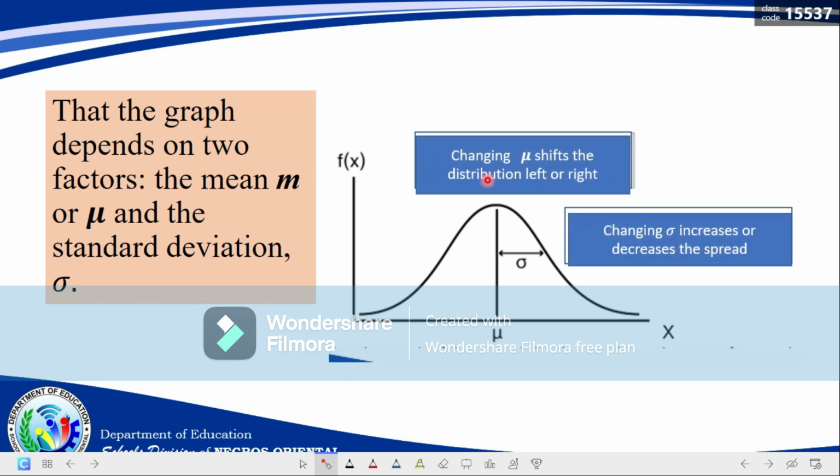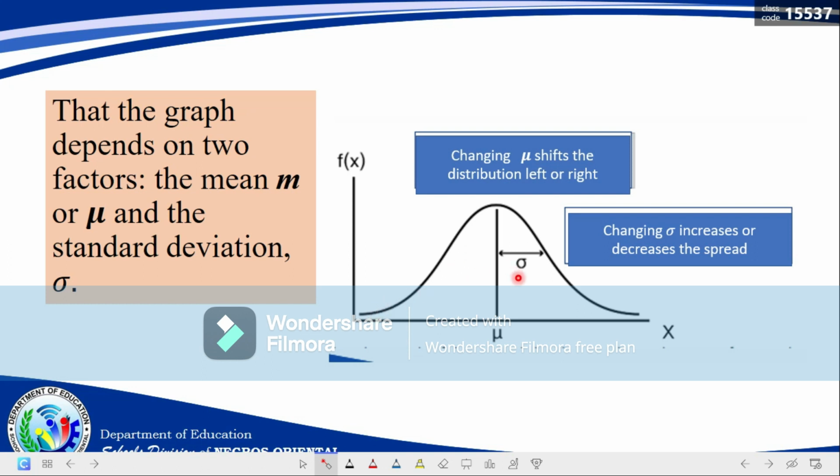So this is the graph, and the graph depends on two factors: the mean, which has its own symbol, it could be the small letter m, but we use the symbol mu, the population mean, and the standard deviation with its symbol. So this is how the mean and the standard deviation function in a normal curve.